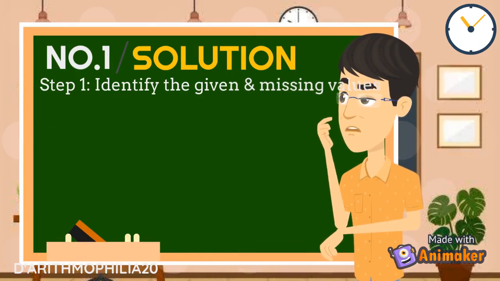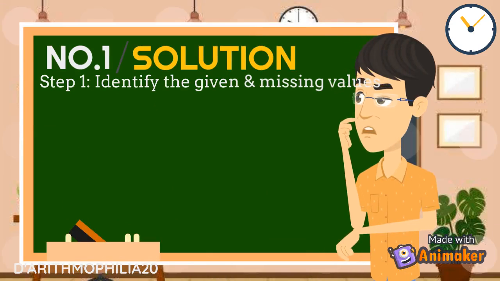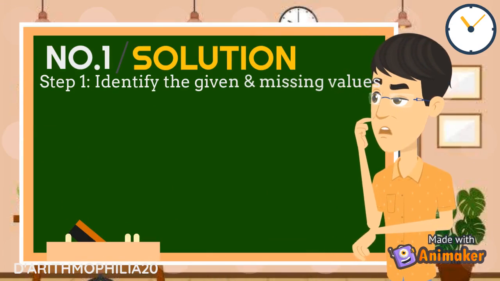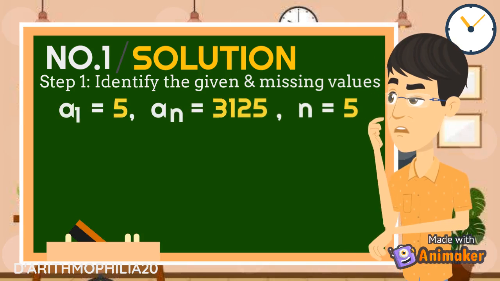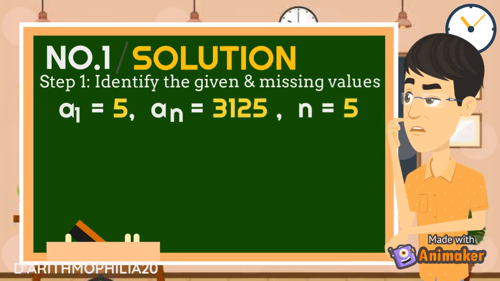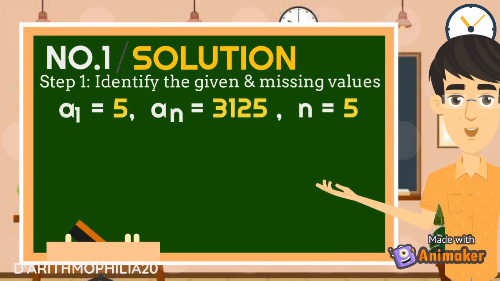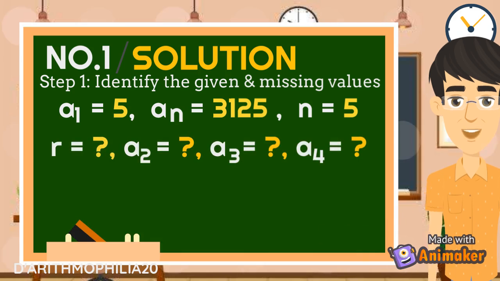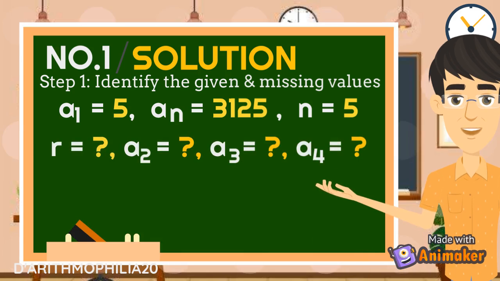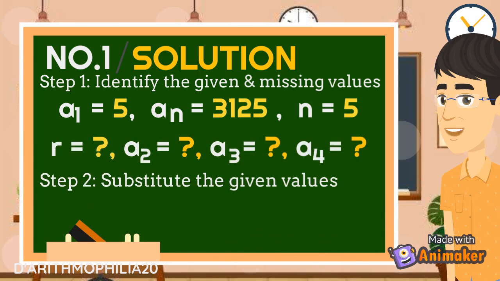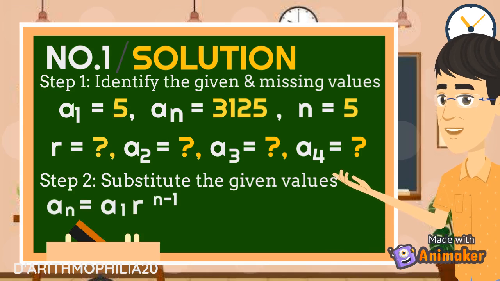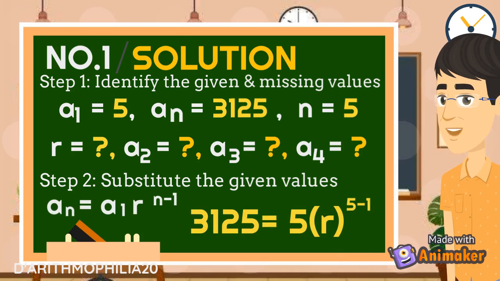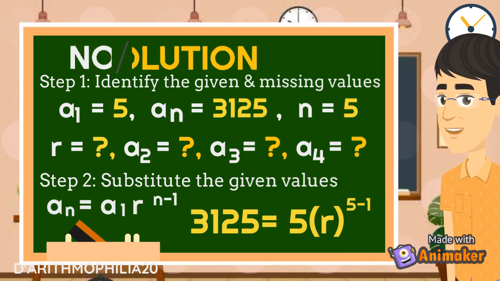First step, we need to identify our missing and given values. So, we have here, a sub 1 equals 5, a sub n which is equal to 3125, and our n is 5. In this problem, we are looking for the common ratio, a sub 2, a sub 3, and a sub 4. Second step is to substitute all the given values to our formula. This gives us, 3125 equals 5, times r raised to the power of 5 minus 1.